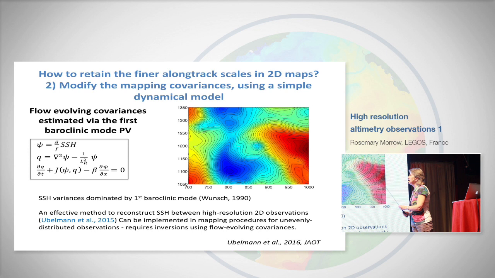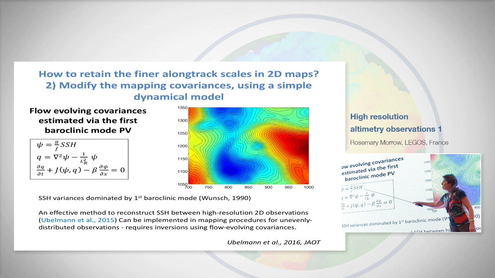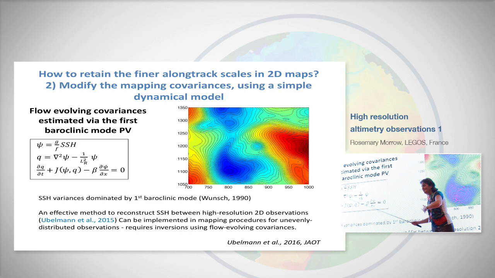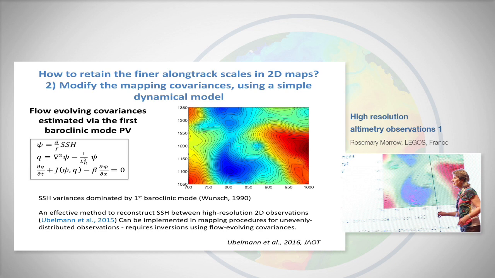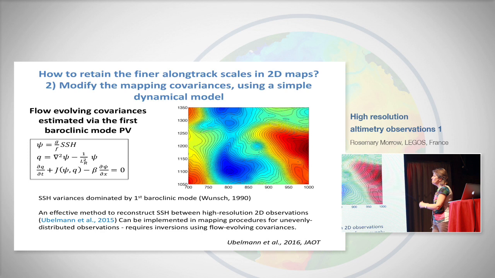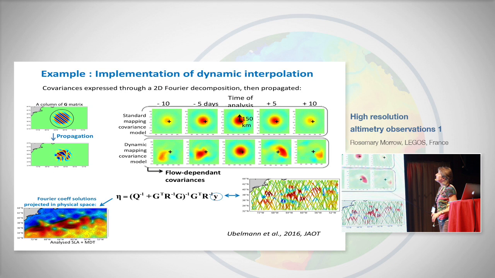Another one that's being looked at is to, instead of using a Gaussian covariance in the mapping, construct covariances that use a simple advective model that's based on the conservation of potential vorticity, for example. And so you have a stream function that's directly related to sea surface height. You put it into a simple QG model, and so you can construct an advection that assures that you have a simple movement around the fluid that's conserving potential vorticity.